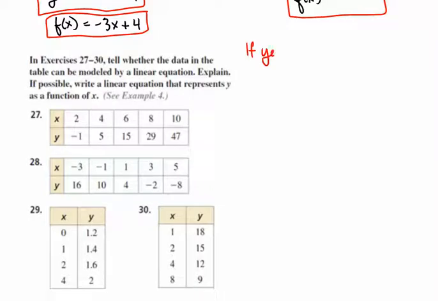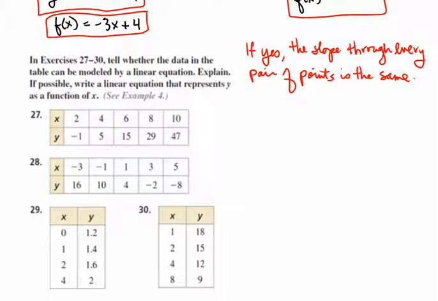If yes, then there must be the case that the slope through every pair of points has to be the same. Remember, a point is made up of two coordinates, but a pair of points is made up of two sets of coordinates. So if the data in that particular table can be modeled by a linear equation, then it must be that the slope through every pair of points has to be the same.